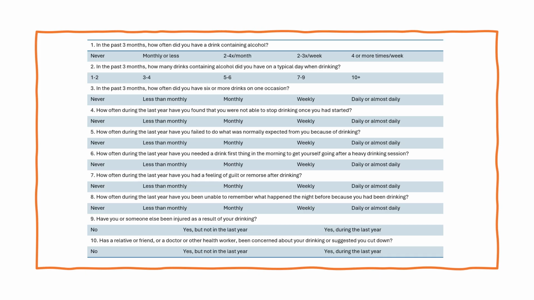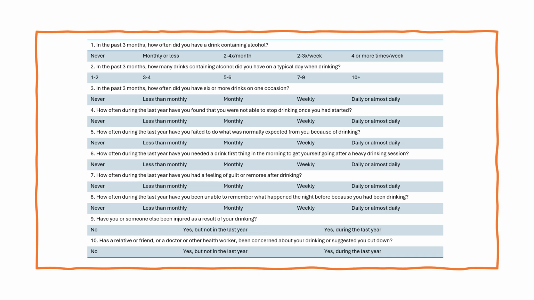Question 3, in the last 3 months, how often did you have 6 or more drinks on any one occasion? And remember, we're using standard drinks here. Your answer choices are never, less than monthly, monthly, weekly, daily, or almost daily. Question 4, how often during the last year have you found that you were not able to stop drinking once you had started? Your answer choices are never, less than monthly, monthly, weekly, or daily or almost daily.